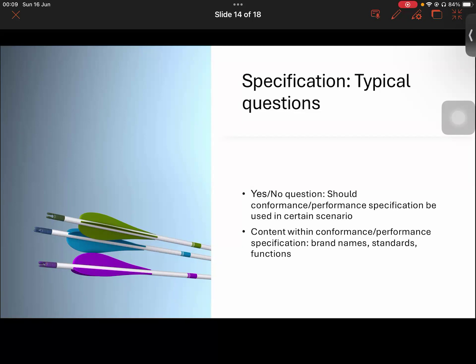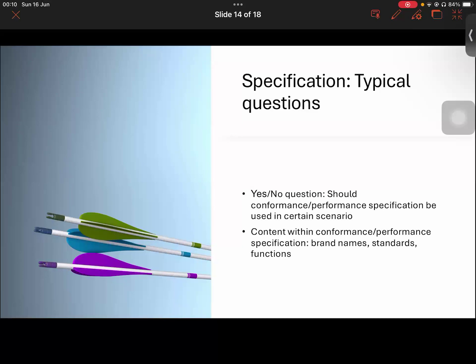They may take about one third of the exam based on their popularity. So here I just give you some typical questions on specification. The first type would be yes or no, whether we should use a conformance or performance specification in a certain scenario. In this kind of question, there will be an organization with some problem, and they are about to use a conformance specification or performance specification. The question is whether this is a good decision or not.